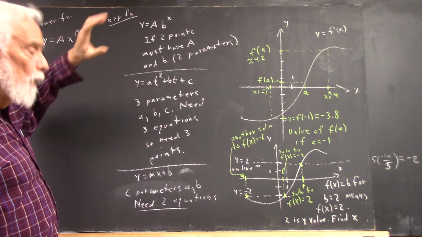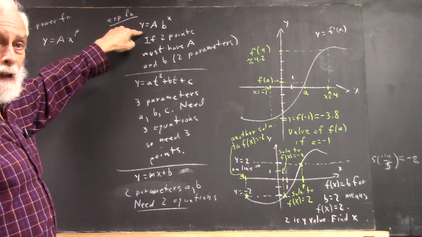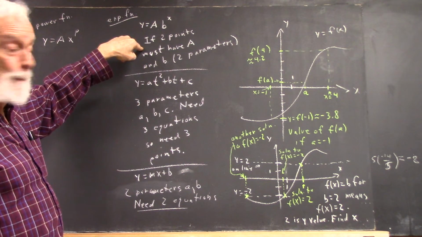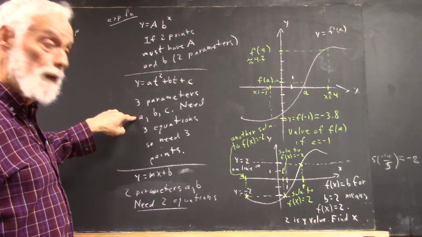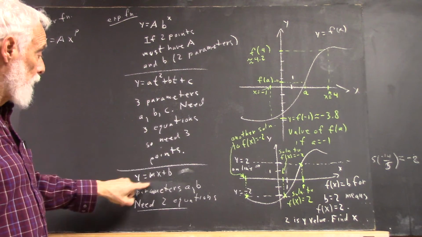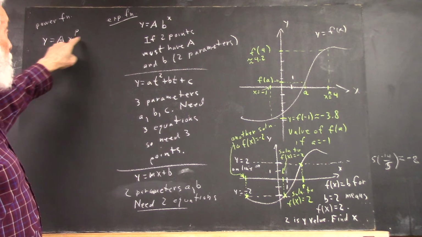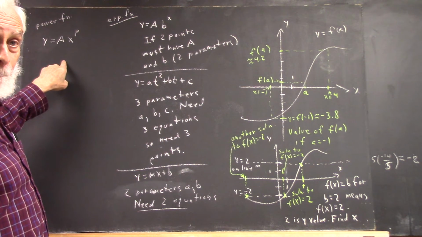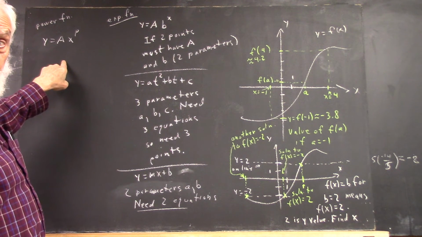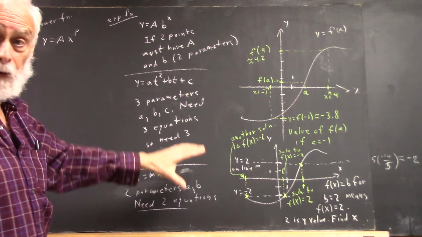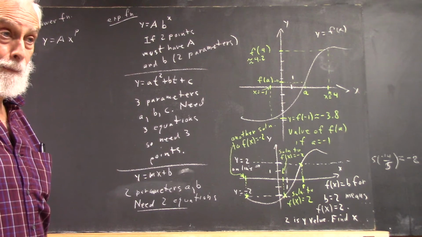The whole point is you can find A and B if you got 2 points. You can find A, B, and C if you got 3 points. You can find M and B if you've got 2 points. You can find A and P if you've got 2 points. So we're going to have to be able to solve the simultaneous equations for all these cases.